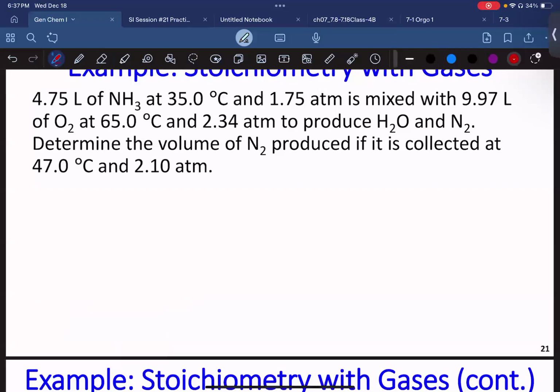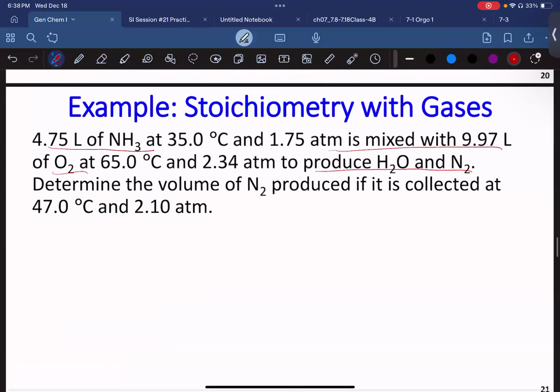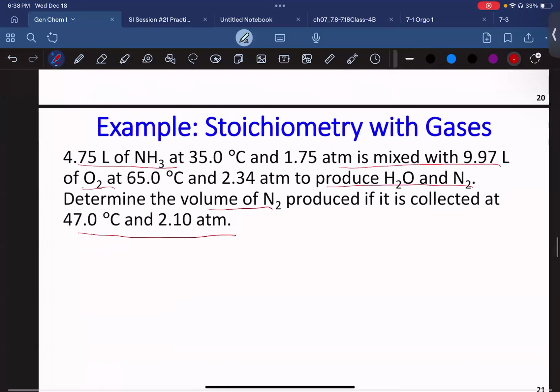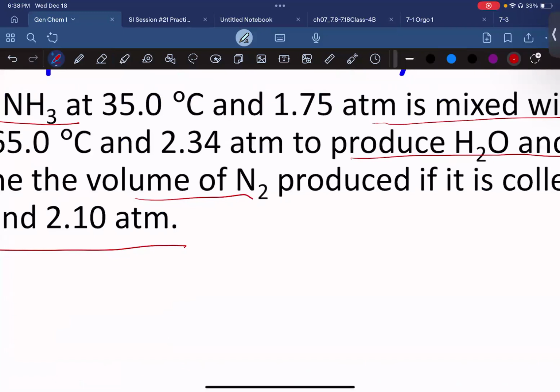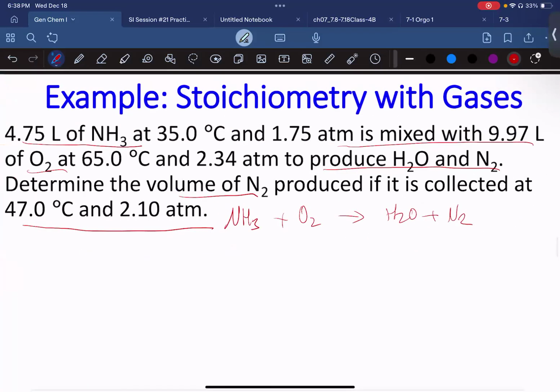Okay. It's important to first figure out what's going on. You have this amount of ammonia mixed with this amount of oxygen to produce H2O and N2. So the reaction is occurring, and it asks us to figure out the volume of nitrogen when it's collected at this temperature and pressure. The first thing to do is write the reaction: NH3 plus O2 yields H2O plus N2. Let's balance this, because it's not balanced.